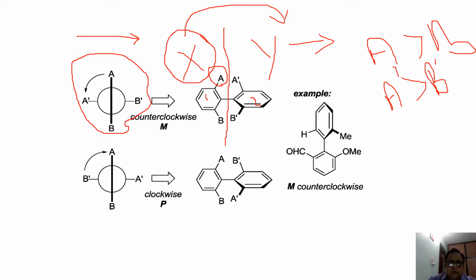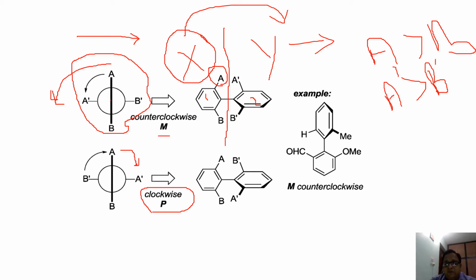A and B are in close proximity to the viewer, so they are represented by a dot, and since A prime and B prime are away from the viewer, they are represented by a circle. Now the viewer is moving from A to A prime, following the counterclockwise direction. Therefore, this structure will be assigned the configuration M. If the viewer is moving in the clockwise direction, the configuration is assigned as the symbol P.